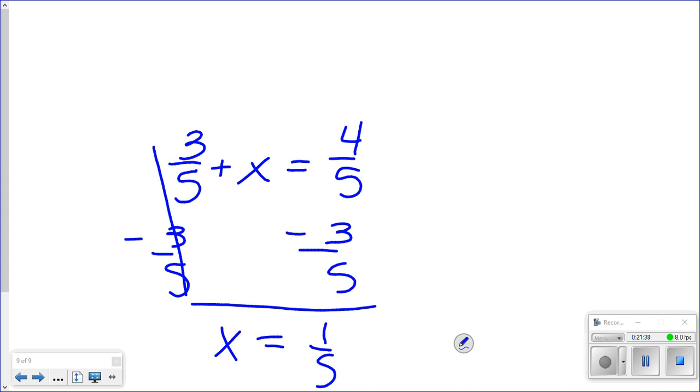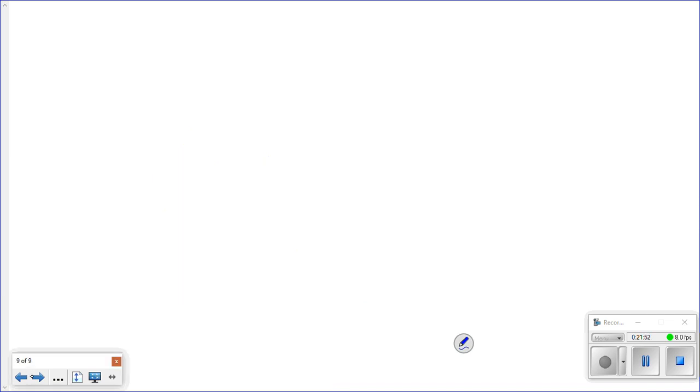Yes. What if it's a different denominator? Then you got to change denominators. I don't think you have one of those today, but let me look. So you just. Oh, you do. Do you want me to do one like that? Different denominators? So you just have to change it until they're the same.